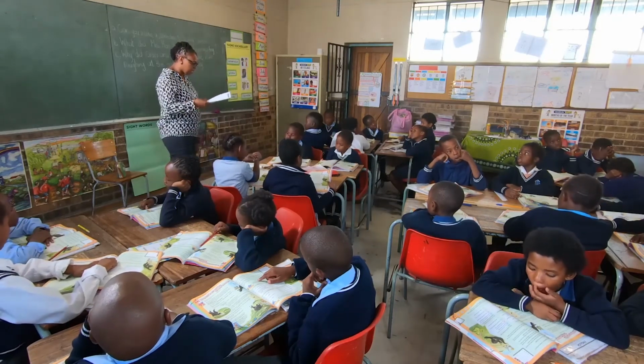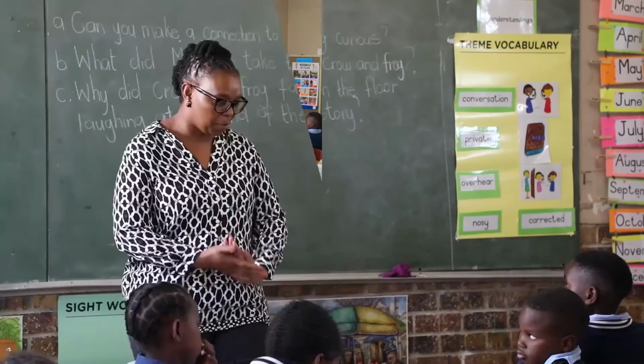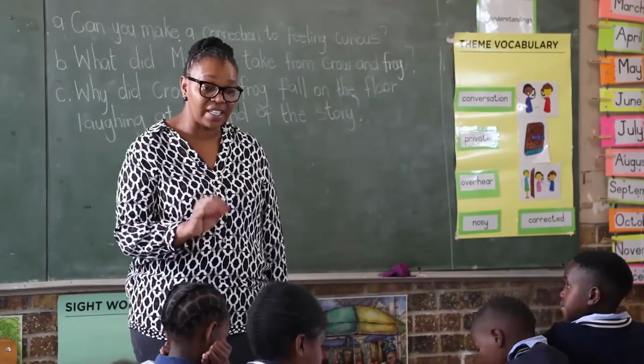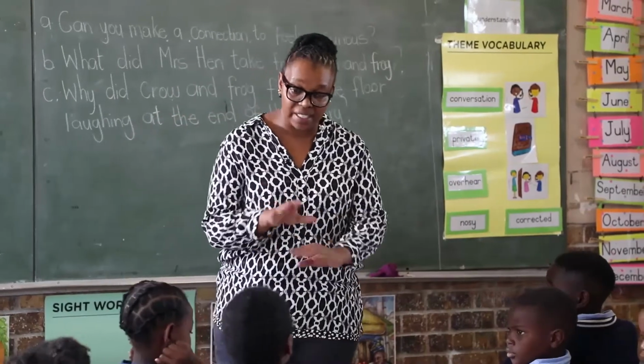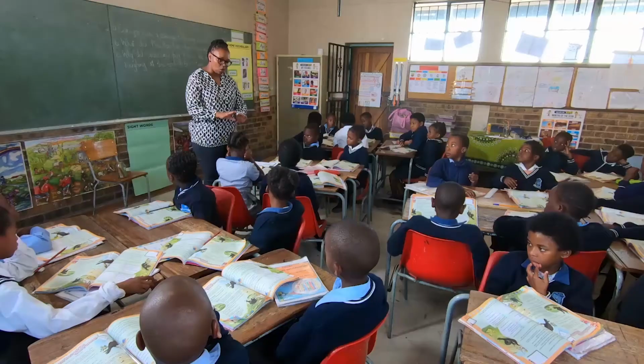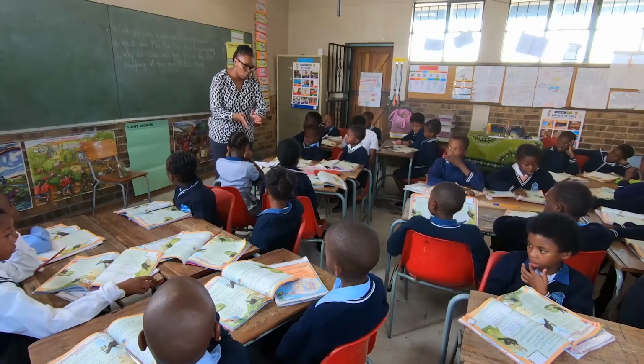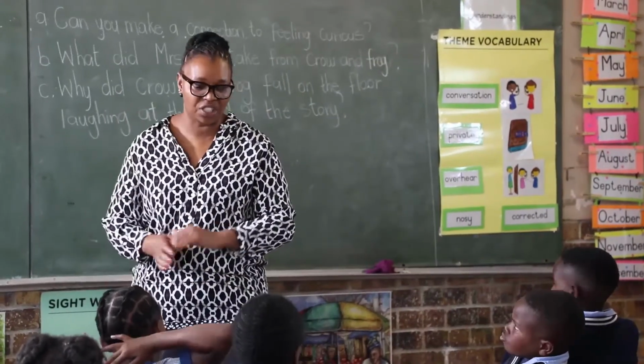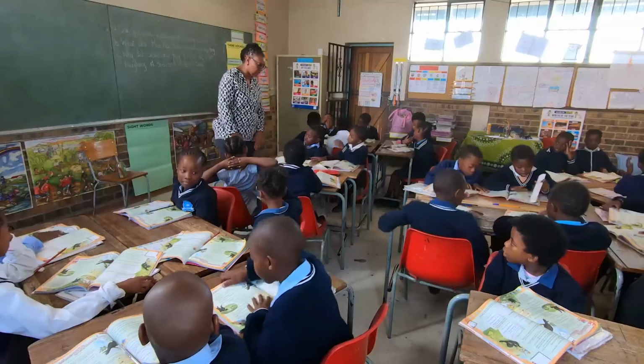Okay, boys and girls, now that I finished reading for you, I want you to read with your partner. You are going to read to each other. The first one will read. Once you are done, then the next person will read. Right, after reading, then we will answer the questions. Now, start reading to your partners.